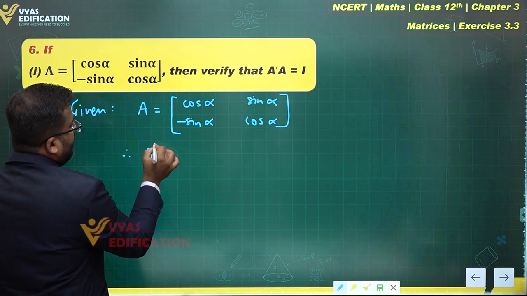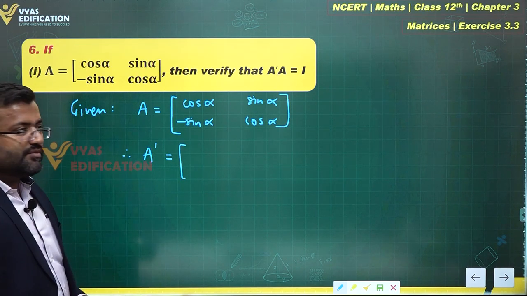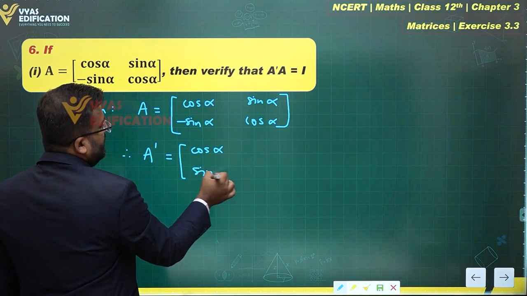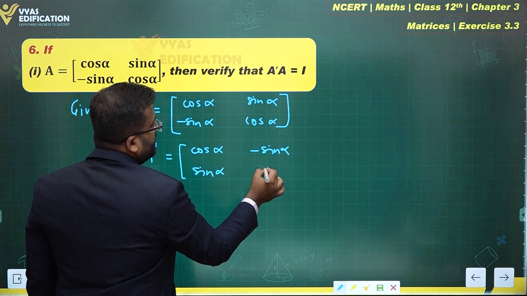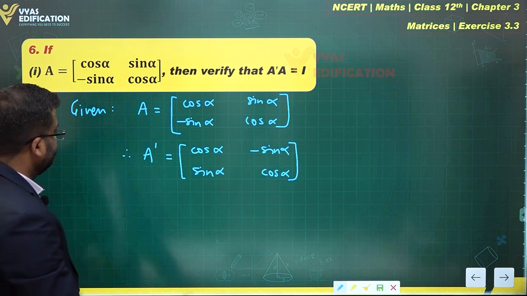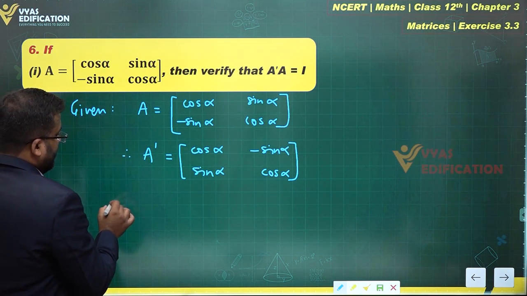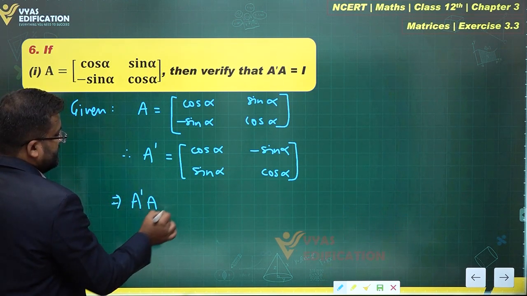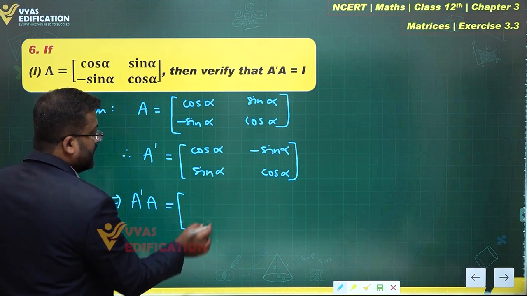Therefore, the matrix A transpose would be equal to what? The matrix A transpose would be the transpose of this matrix. This is cos alpha sin alpha over here. The first row becomes the first column, the second row becomes the second column. This is what we have. Therefore, A and A transpose are obtained, and therefore A transpose A would be equal to the product of this and this.